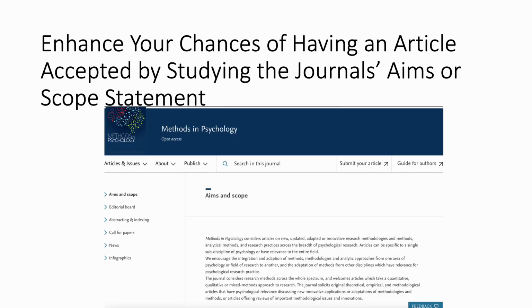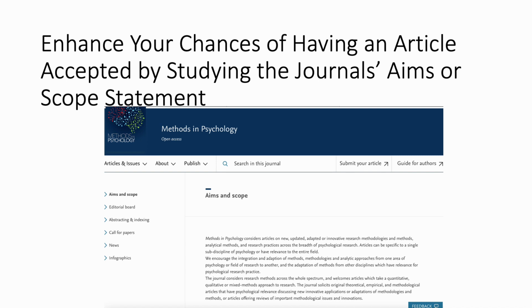It's really wise for authors and would-be authors to identify the target journal before even beginning to write. The most important thing in doing this is to do homework about the journal and the priorities of the journal. Those are expressed in their aims or scope statement.